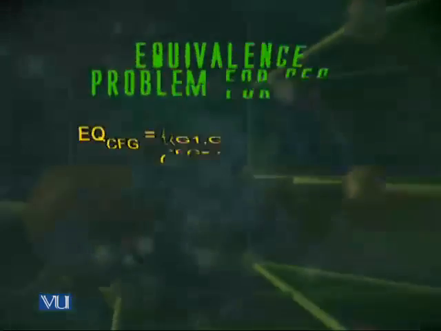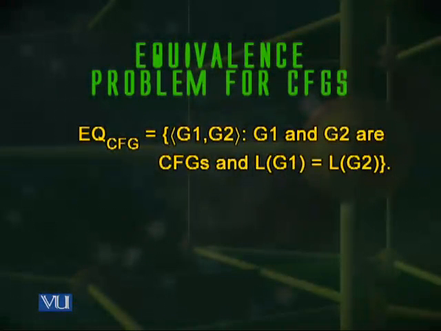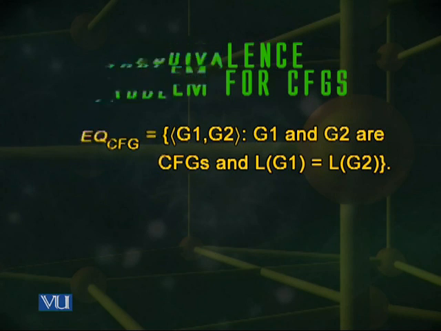Let's look at one more question. This is called the equivalence problem for context-free grammars. So the equivalence problem for the context-free grammars, EQCFG, is: you're given two context-free grammars G1 and G2, and the question is whether the language of G1 is equal to the language of G2. Formally, it's the set of all encodings of pairs G1 and G2, where L of G1 is equal to L of G2.